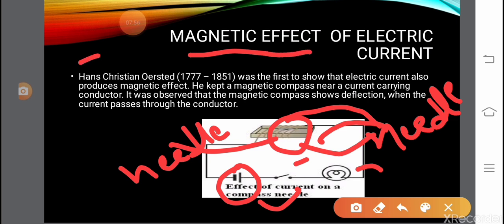And the scientist Hans Christian Ørsted was the first to show, through this activity, that the electric current also produces magnetic effect. So this was all about these two effects.